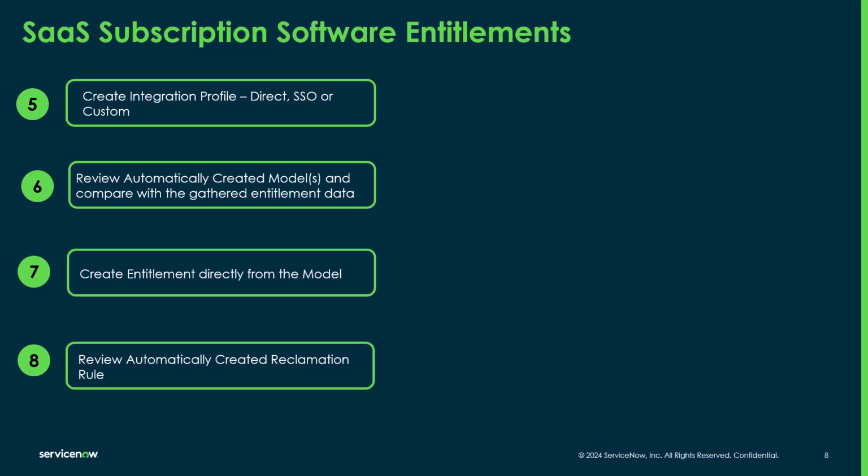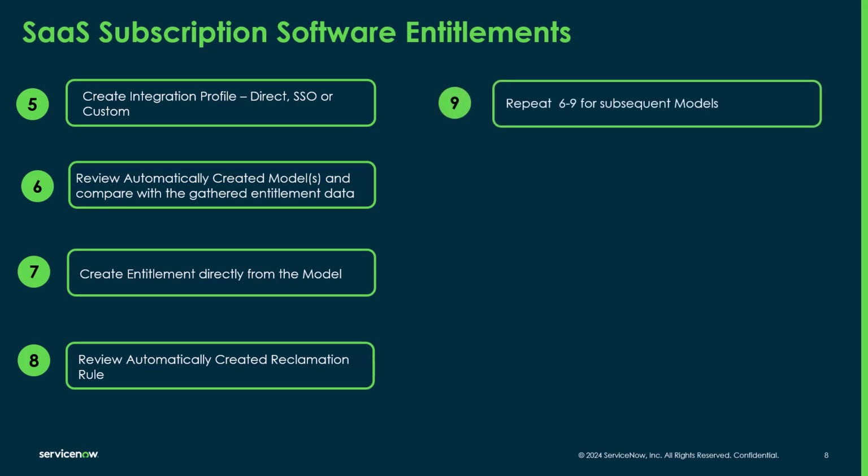So when direct integrations are configured, they're going to automatically create a reclamation rule. So you're going to want to review that reclamation rule, and you're going to want to make sure that those rules meet your company's policy about software usage, right? They may default to looking at consumption older than 3 months, but you may say 6 months or maybe 1 month. So you're going to want to look at those pre-created reclamation rules to make sure they line up with what your company has stated in its policy.